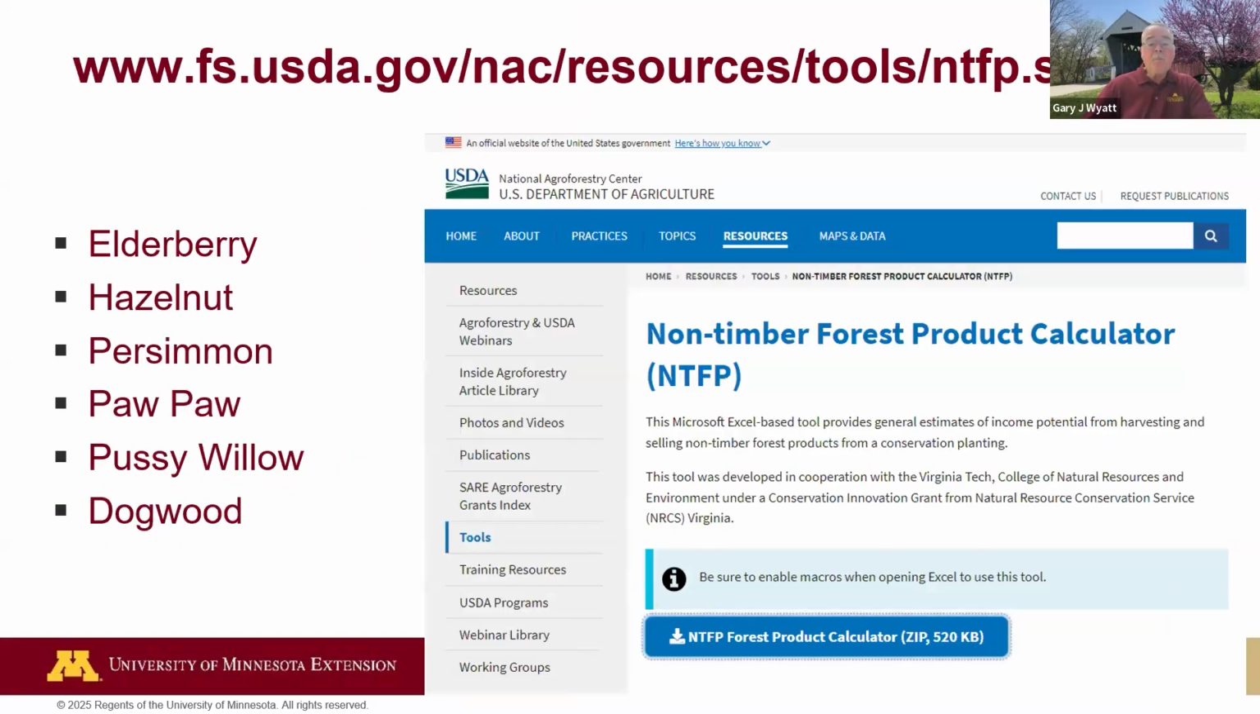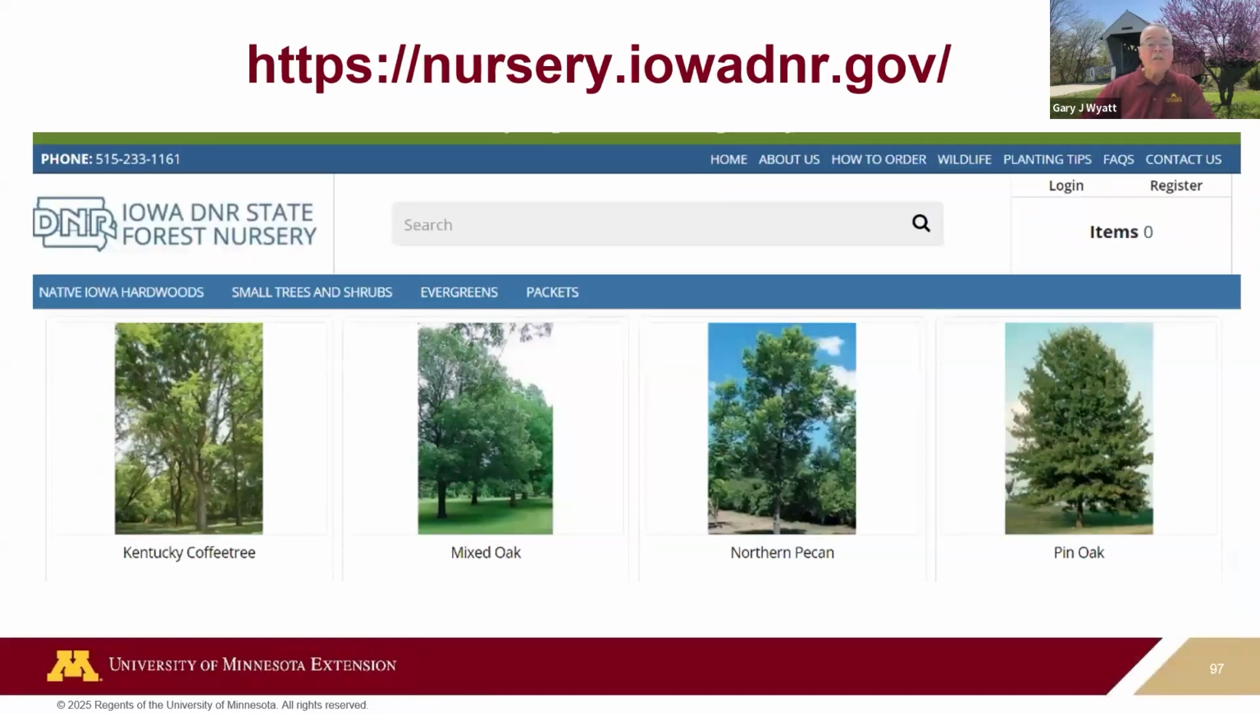And just a few more slides on references and resources. This is the National Agroforestry Center down in Lincoln, Nebraska. It has a great wealth of information, and they've got really nice handouts. If you need handouts on agroforestry or any of these non-timber forest products, they've got some that are free. They can be mailed to you, and this is part of our Forest Service and USDA and government agencies that are working together on this, and pretty cool. Obviously these elderberry, hazelnut, persimmon, pawpaw, pussy willow, and dogwoods are covered in this non-timber forest product calculator.